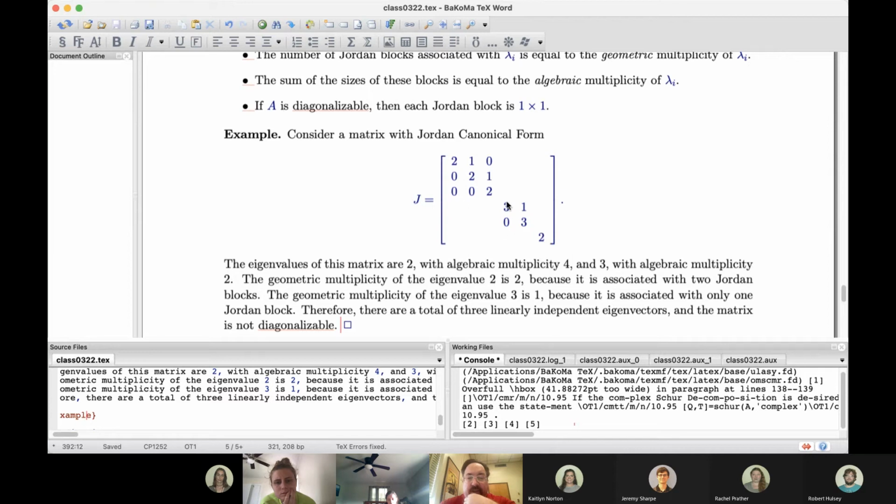Whereas the eigenvalue 3 has an algebraic multiplicity of 2, that's the size of its one and only Jordan block, but its geometric multiplicity is 1, because there's just one Jordan block associated with 3. So this matrix is really defective, because it's 6 by 6, but there are only 3 linearly independent eigenvectors.